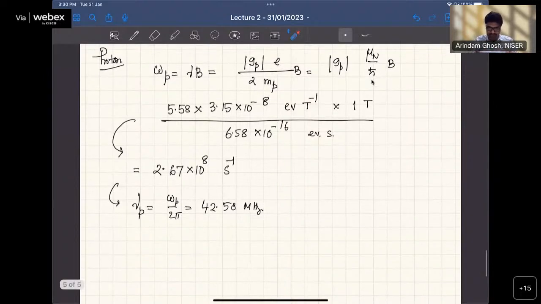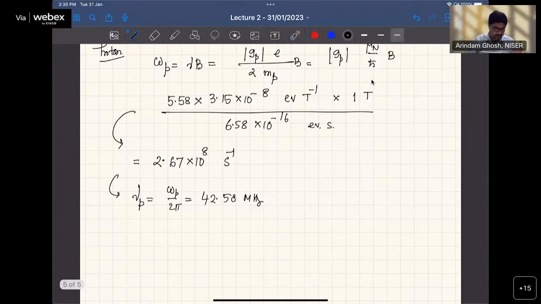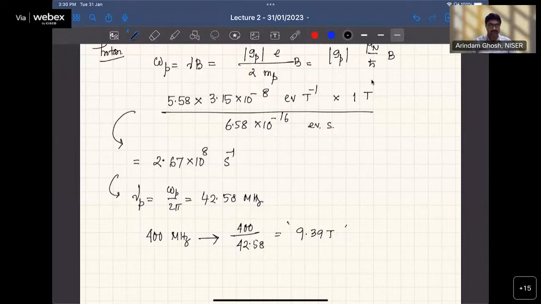But generally, we do not have a 42 megahertz NMR spectrometer. We have, for example, in NISR, a 400 megahertz spectrometer. And for a 400 megahertz spectrometer, we can calculate the magnetic field using this. It is going to be 400 divided by 42.58, which is something like 9.39 Tesla. That's a huge magnetic field. So inside a 400 megahertz spectrometer, we have 9.39 Tesla.